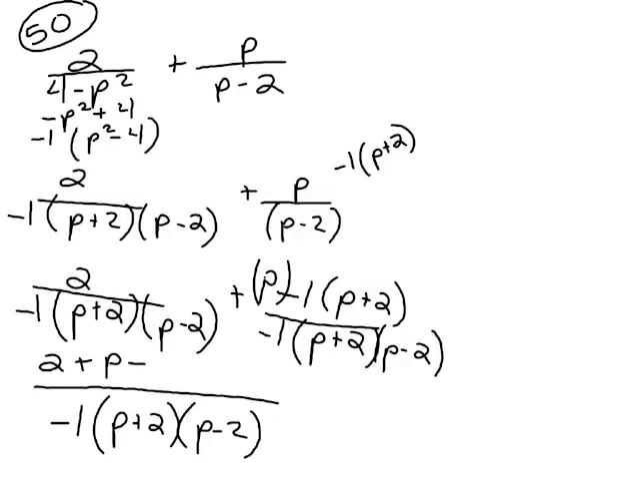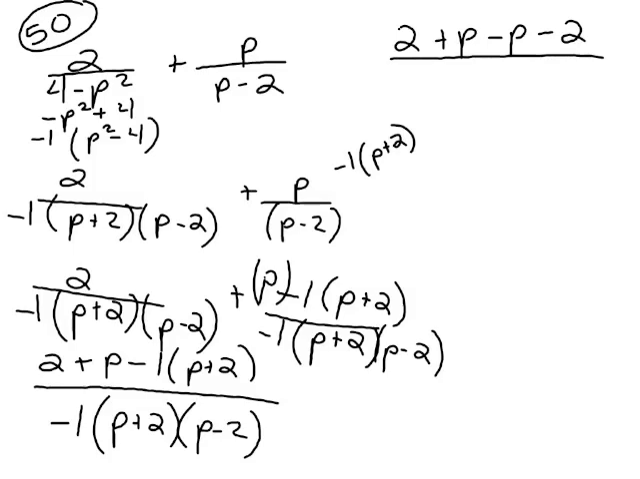Plus a p minus a 1 times p plus 2. So let's distribute that negative 1 through. So I'll have a 2 plus a p minus a p minus 2. Is that right? So I could rewrite this to be a negative p minus 2.